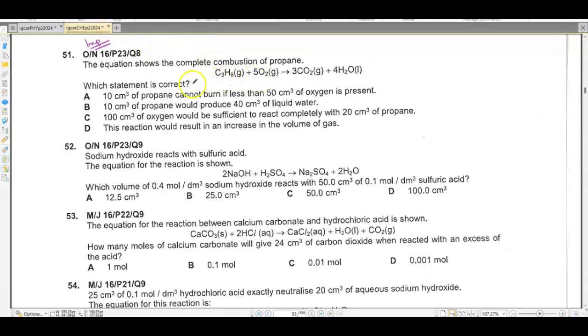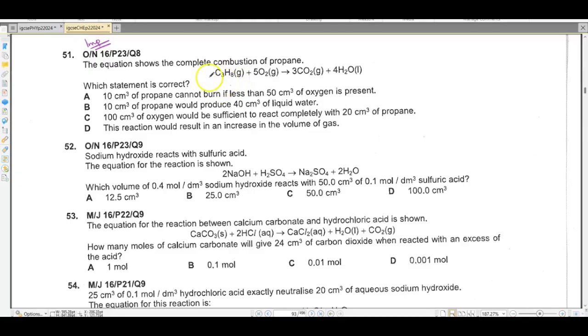While we are looking at the equation, we know that nothing of sorts is given to us. We haven't been given any ratios, any masses, any concentration or volumes. So we just have to look at the statement and see if that statement makes any sense to us or not.